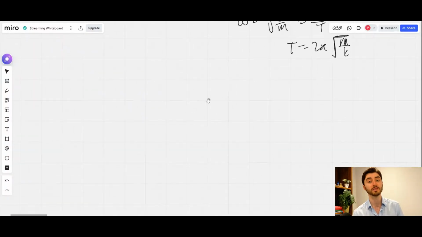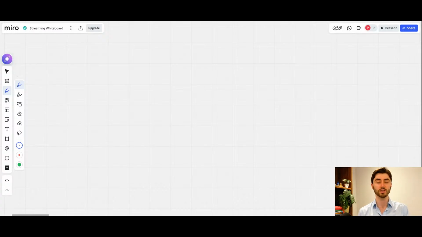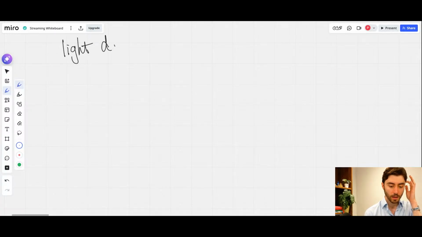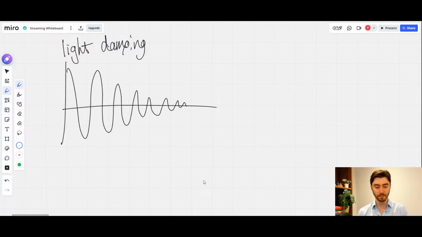First of all, damping is due to energy being lost from the system, so the oscillations lose amplitude over time. This would happen, for instance, if you had friction or if you were moving through a fluid with resistance, so air resistance or fluid resistance, taking some of the energy away. With light damping, you would still get oscillations happening with the same frequency as before, but the amplitude of the oscillations would decrease over time.